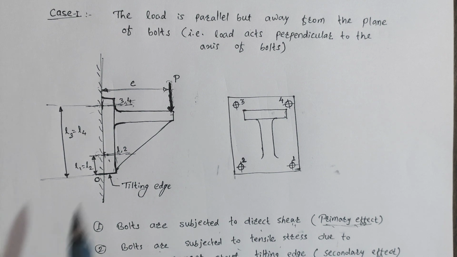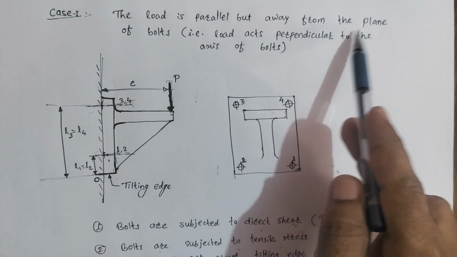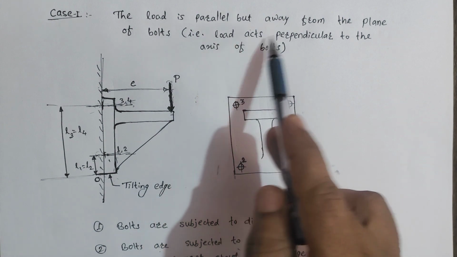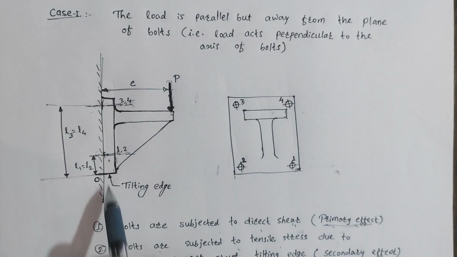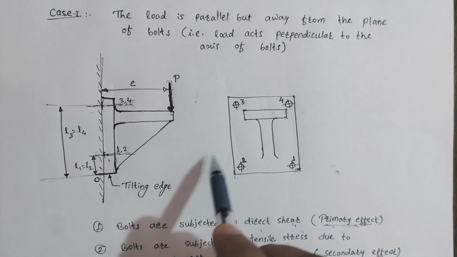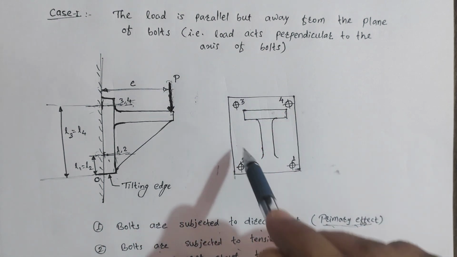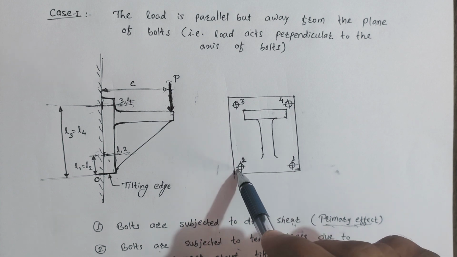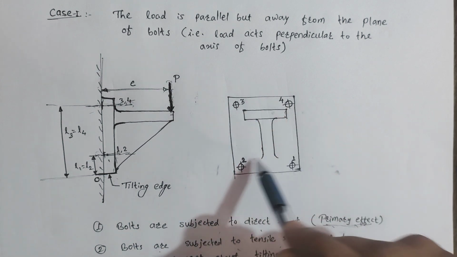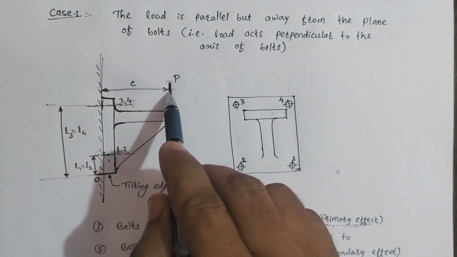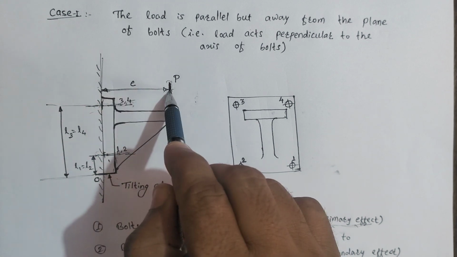In case 1 the load is parallel but away from the plane of bolt, or load acts perpendicular to the axis of bolt. So that figure I have explained already. Now this is another view of the same figure. So there are the 4 bolts with which this bracket is fixed with the vertical wall, and the load P is acting at some eccentric distance E.